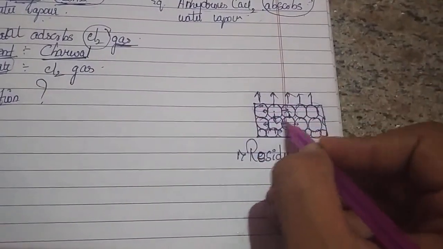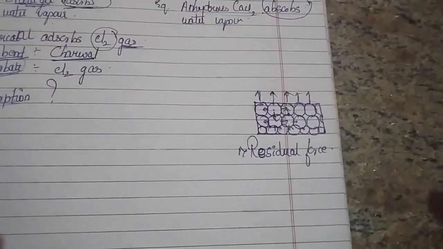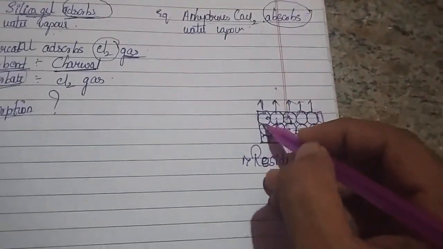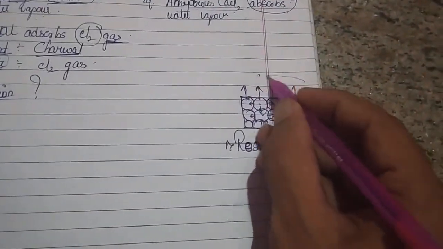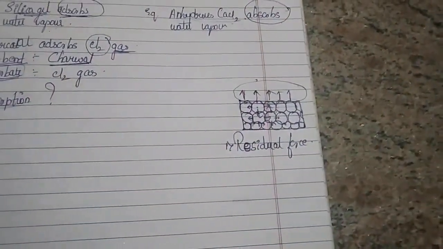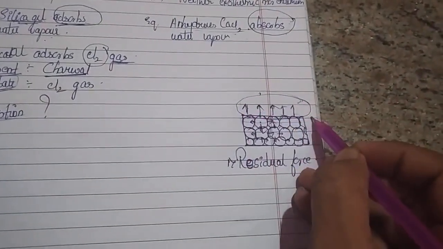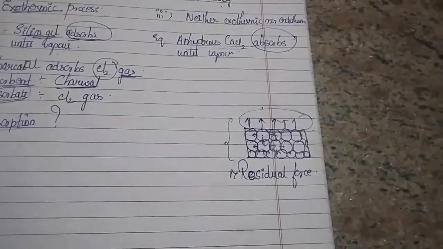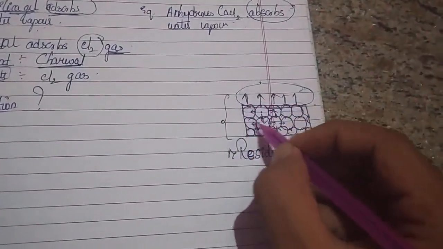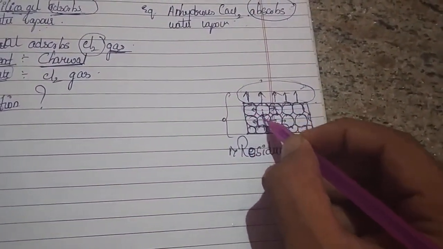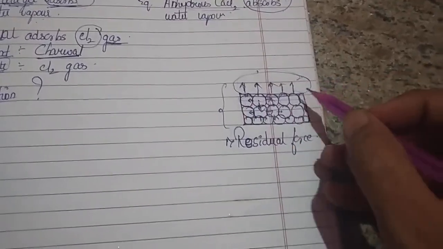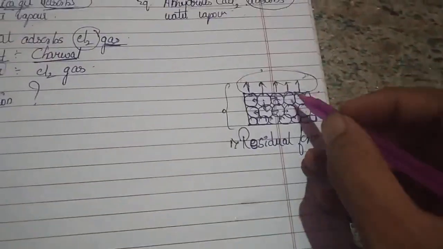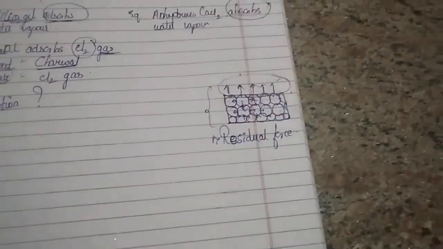These molecules are always in a position where they want something, in order to balance this residual force. Because when this force is balanced, they will become more stable. Let us see how they become stable. So the environment or energy of the molecules present on the surface is different from the molecules present at the interior of your system.